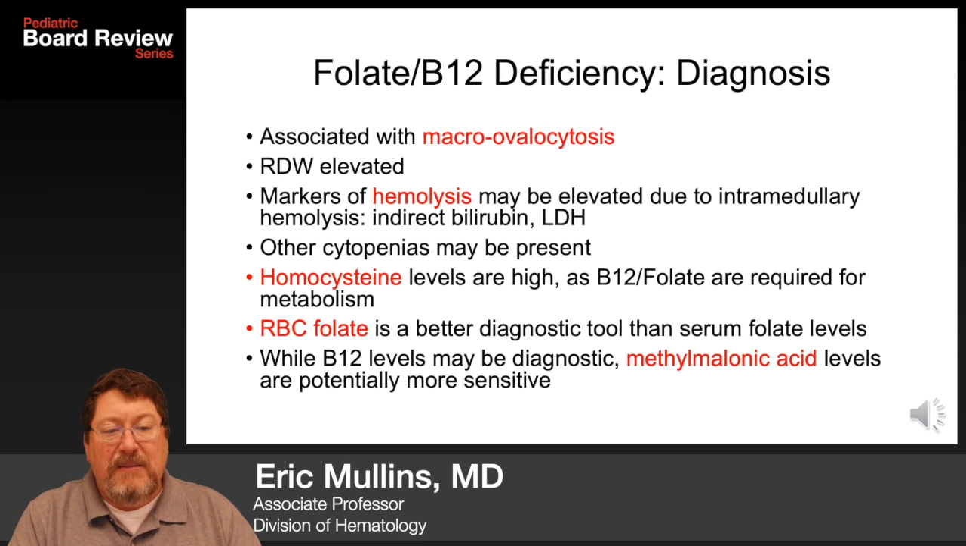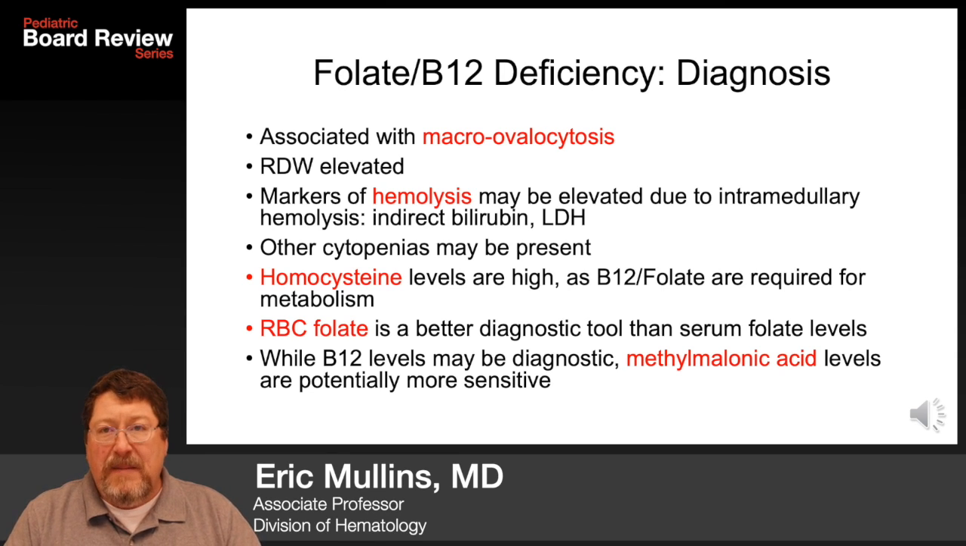Additionally, don't be misled because there are some markers of hemolysis that may be elevated due to intramedullary hemolysis, such as the bilirubin or the LDH. And when we say intramedullary, that means inside the bone marrow. And this may be some of the erythropoietic precursors. These deficiencies may be associated with other cytopenias.